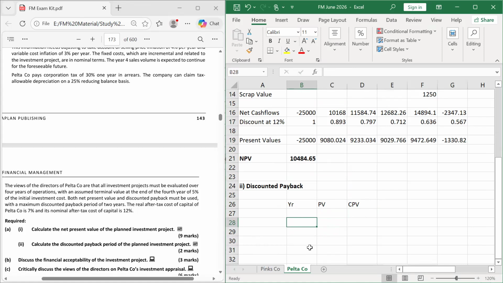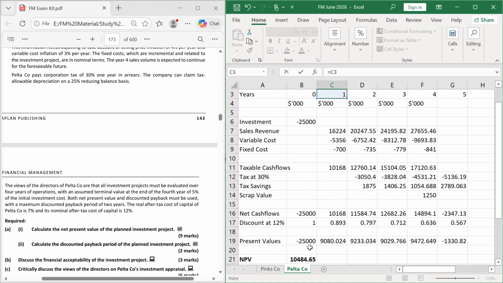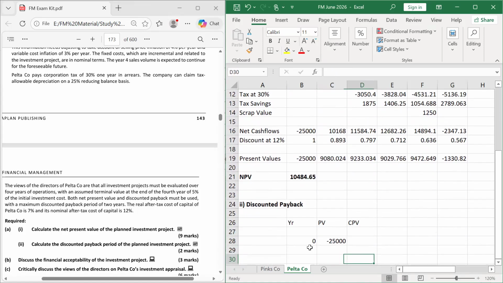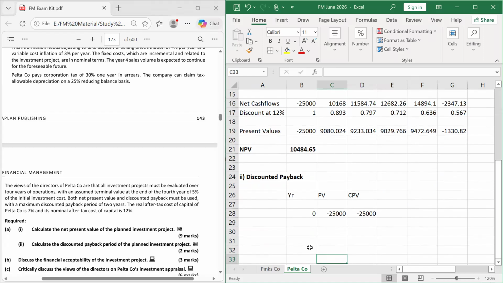So at year zero, there is always an investment. An investment of how much? 25,000. So CPV will be negative 25,000. It means that in year zero you invested, and your cash flow is negative 25,000 in present value terms. Then in year one, how much cash flow have you got? It's 9080.94. So CPV will be this plus this. Now your cumulative cash flow at the end of year one is minus 15,920.